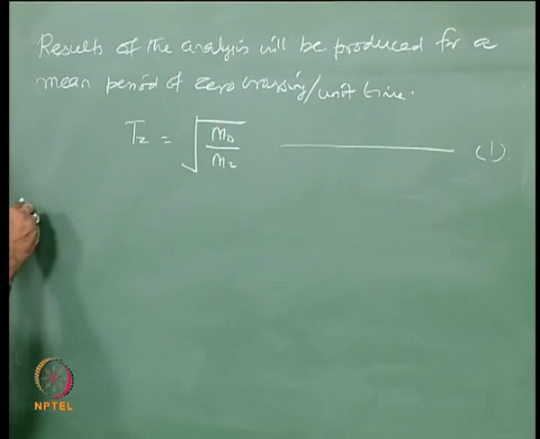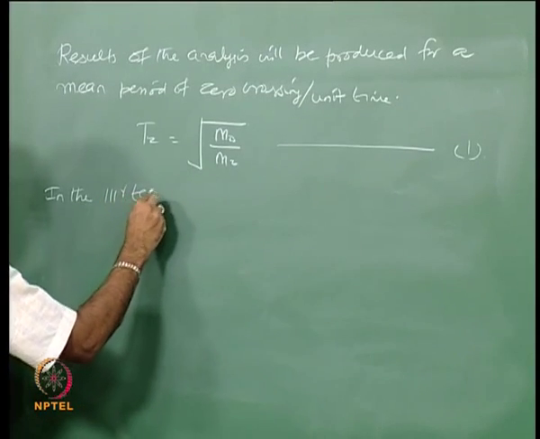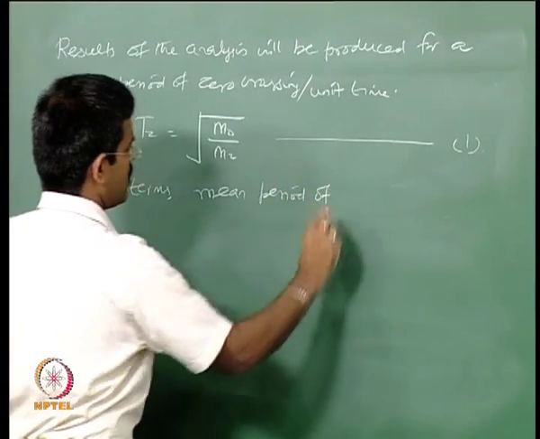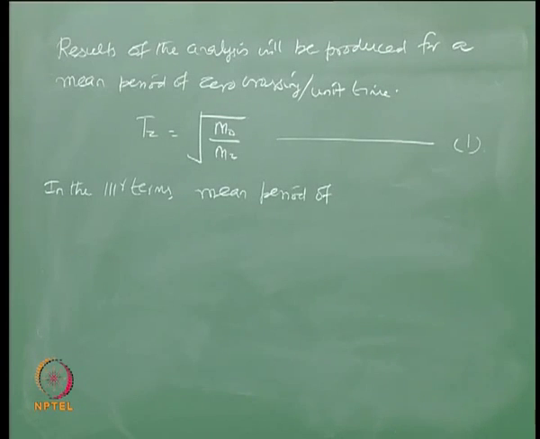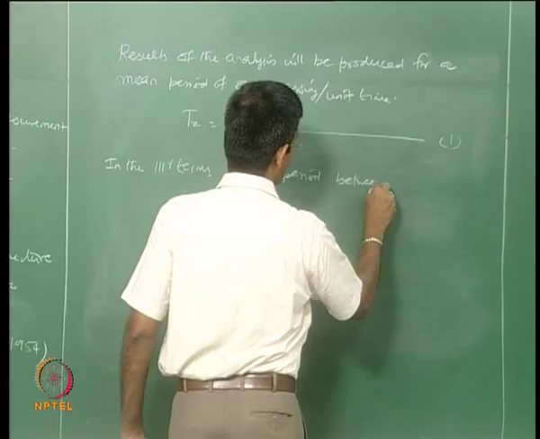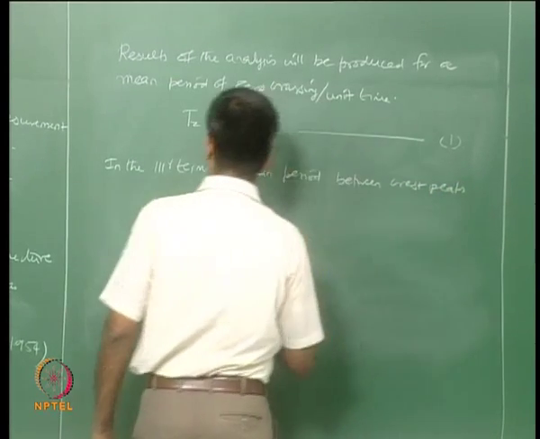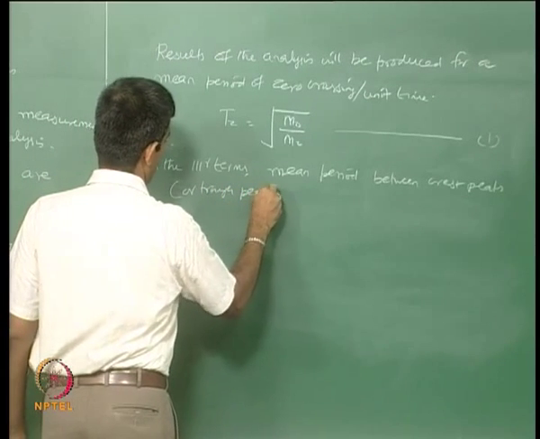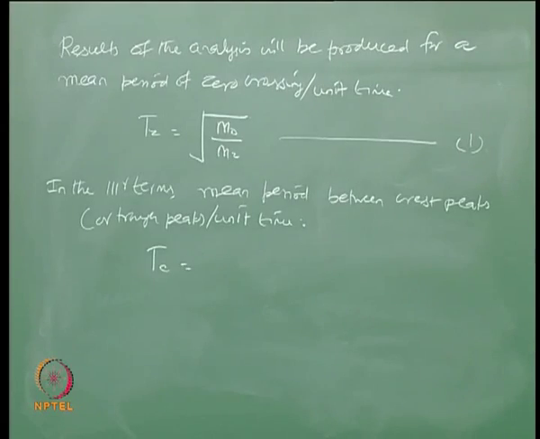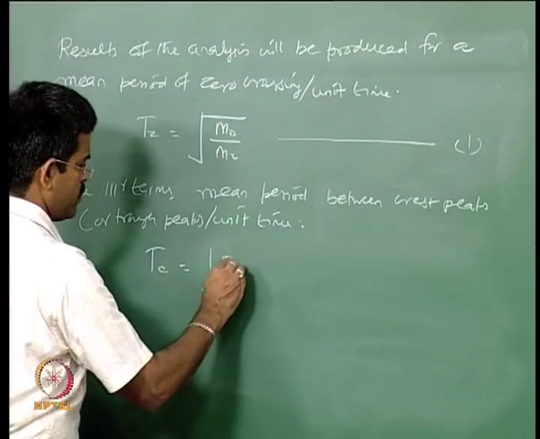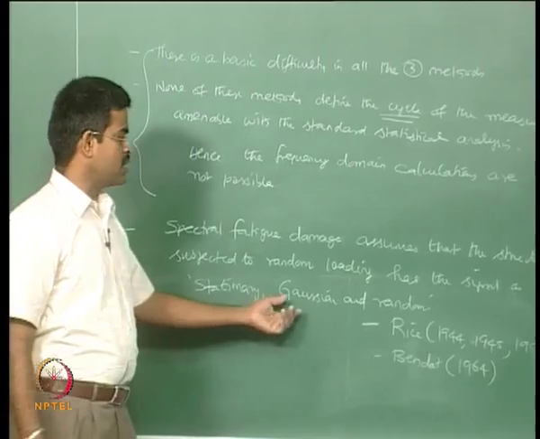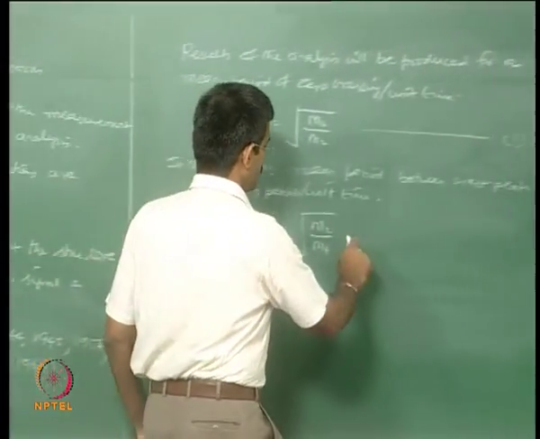Now, in similar terms, the mean period of crossings between crest peaks or trough peaks per unit time is given by T suffix c, I am using crest here, root of m2 by m4. These are true when the given narrowband process is stationary, is Gaussian and pure random in nature. Okay? I call this equation number 2.